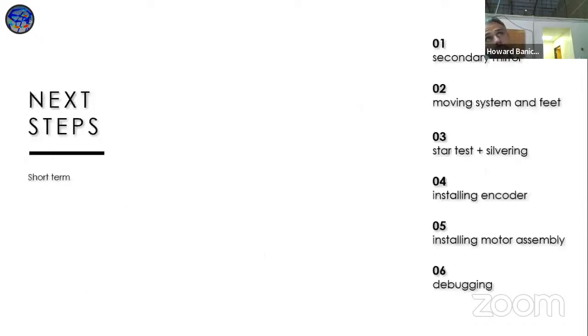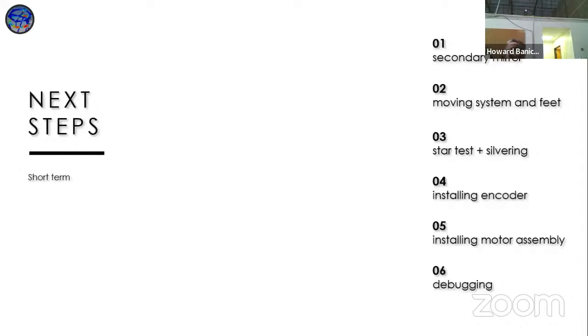The next step in the project, in the short term, is getting the secondary mirror on. We have it already. It's actually a big flat that we already had. We're gonna adapt it for the star test, and then we're gonna carve it out. I don't know, we're gonna make an elliptical secondary mirror out of that.